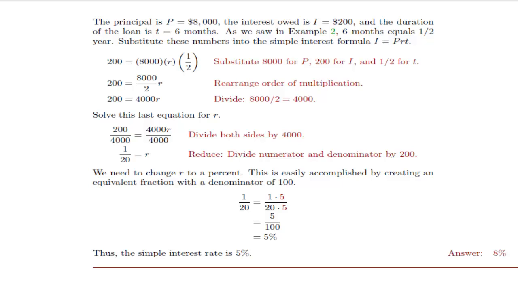Divide both sides by 4,000. On the right, 4,000 times r divided by 4,000 is r. And on the left, 200 divided by 4,000 is 1 over 20, if we divide numerator and denominator by 200.